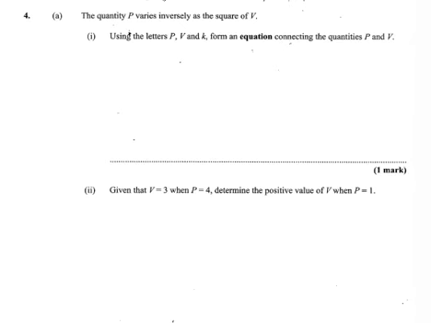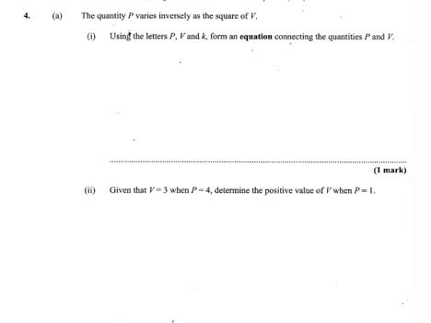June 2019, question number 4A says, the quantity P varies inversely as the square of V. Using the letters P, V, and K, form an equation connecting the quantities P and V.